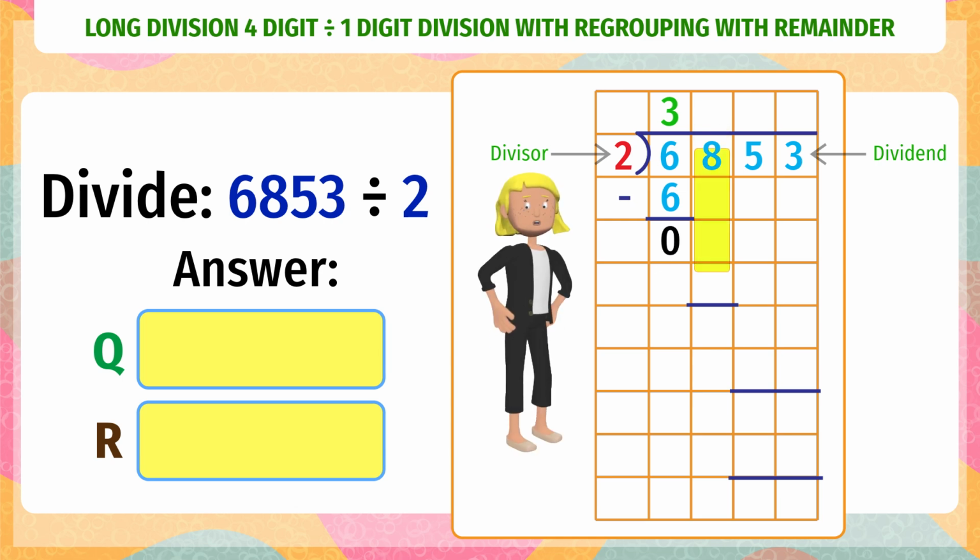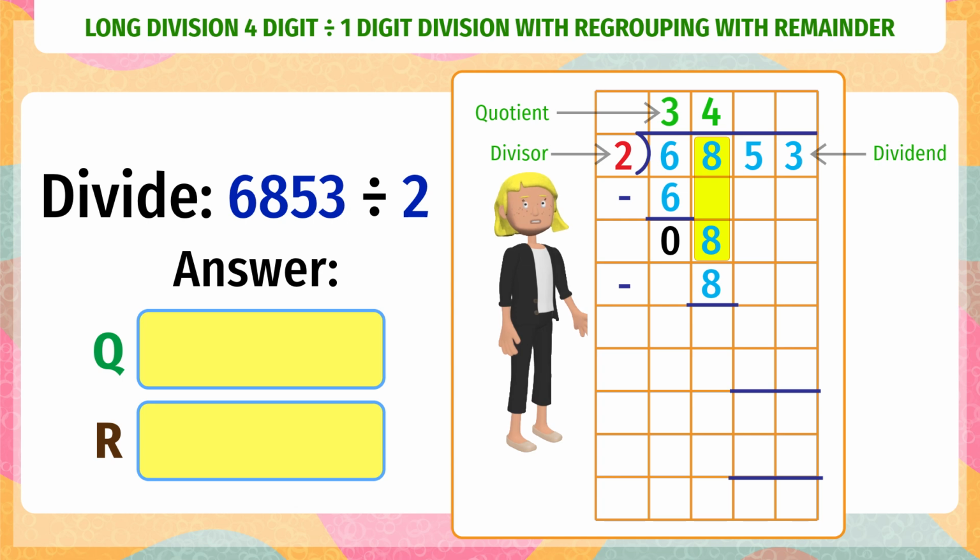Next digit of dividend, 8. 8 divided by 2 is 4. Write 4 in quotient space. Write 2 into 4, 8 below 8 of the dividend. Subtract 8 minus 8 to get 0.